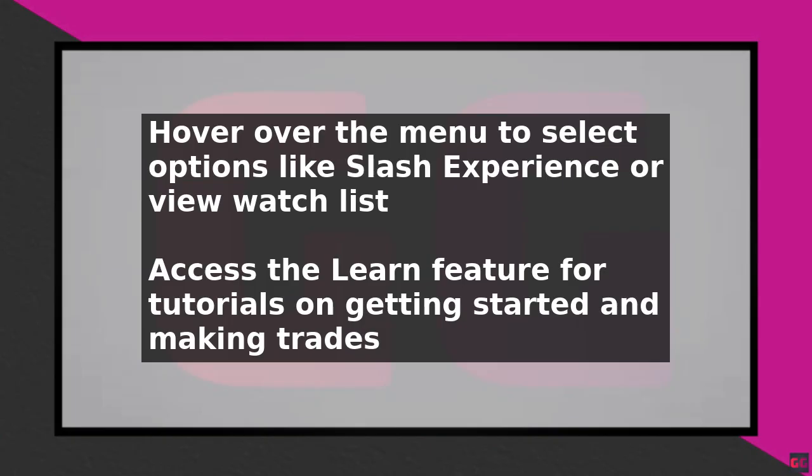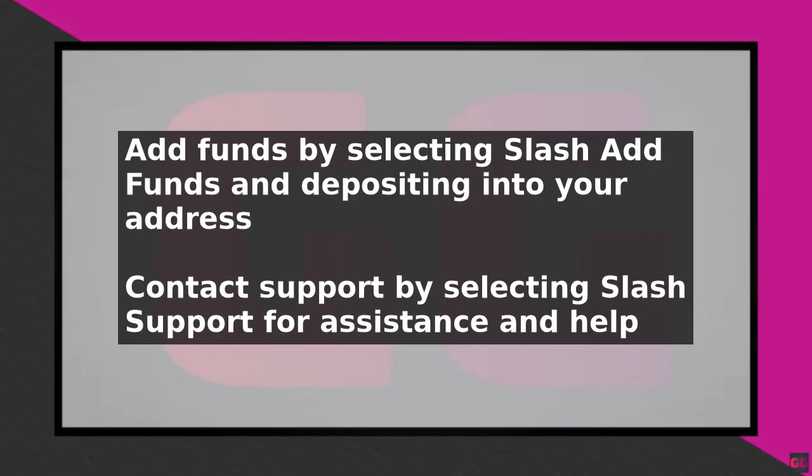To use the bot within Telegram, you can hover over the menu and select options such as /experience to elevate your trading experience, or view your watch list, positions, and wallets. You can also add funds by selecting /add funds and depositing into your designated address. The bot offers a Learn feature, which provides tutorials on topics like getting started, adding funds, and making trades.